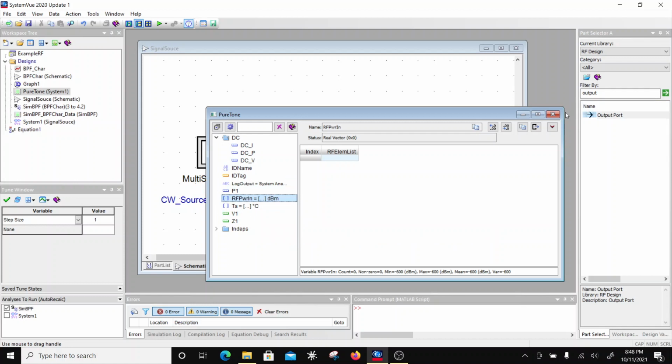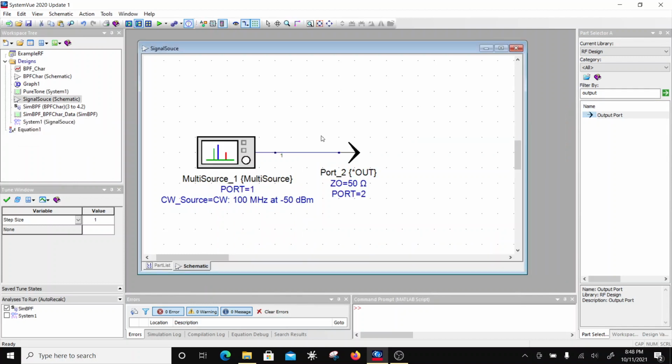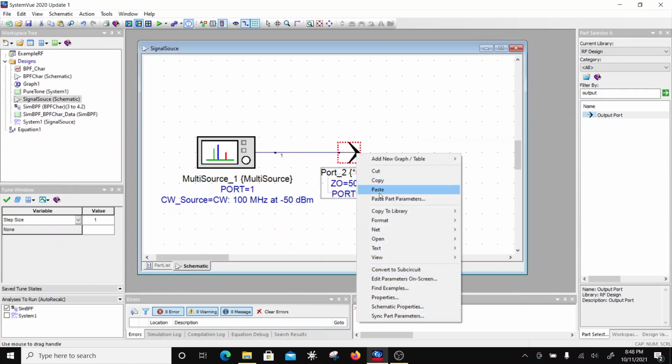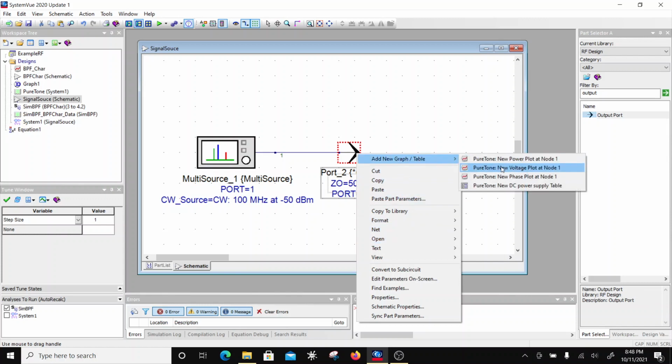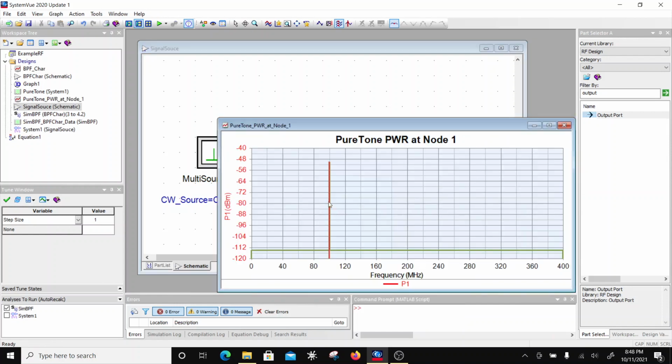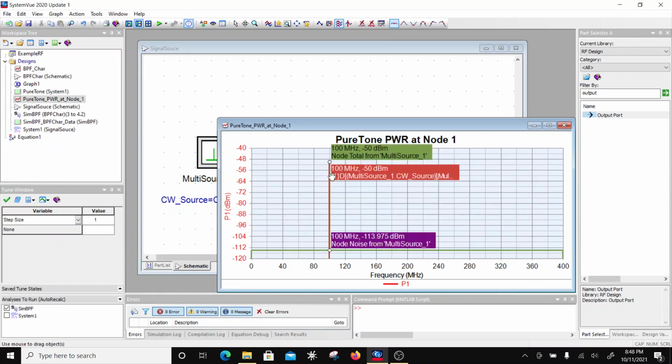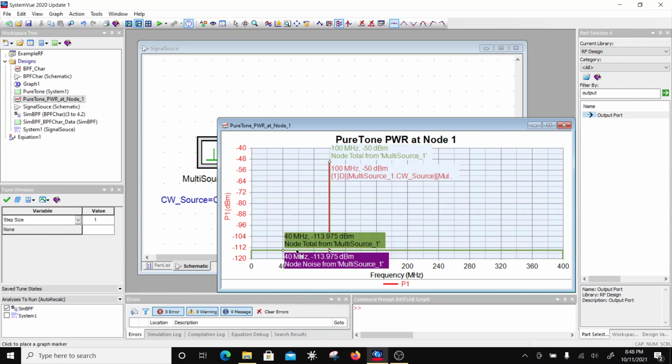Okay, so let's plot the output. You can just right click on this pin and say add new graph and table, and it says new power plot at node 1. So I'm going to plot the power level. Now here I see I have 100 megahertz at minus 50 dBm, but then I see the noise at any point is minus 114 roughly.